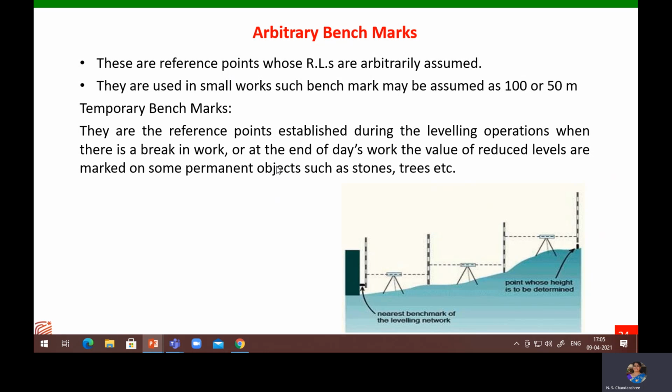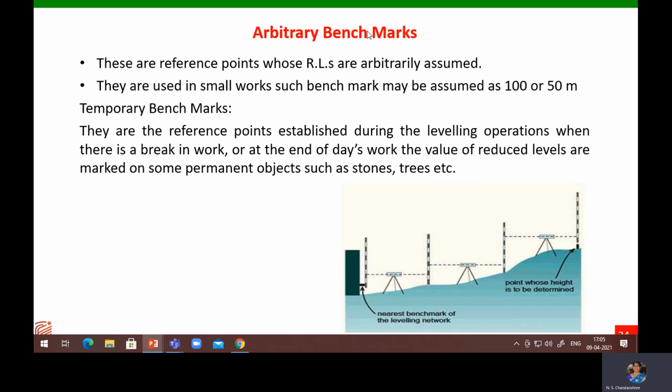Next comes the arbitrary benchmarks. These are reference points whose RLs are arbitrarily assumed. So if we do not know the RL of the point where we have to start the survey, we can randomly assume one arbitrary value like 10 meters, 100 meters, 50 meters, or any random value, and all the other calculations will be based on this reference point. With respect to the arbitrary value that we assume, we will have to conduct the survey.